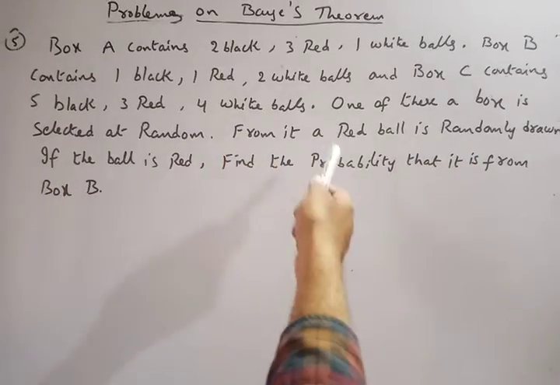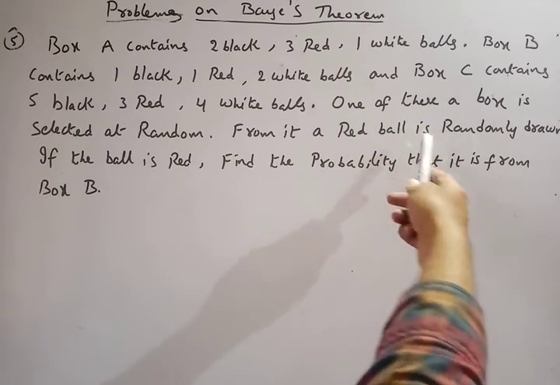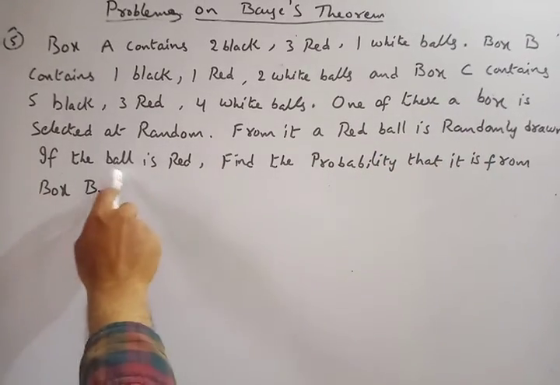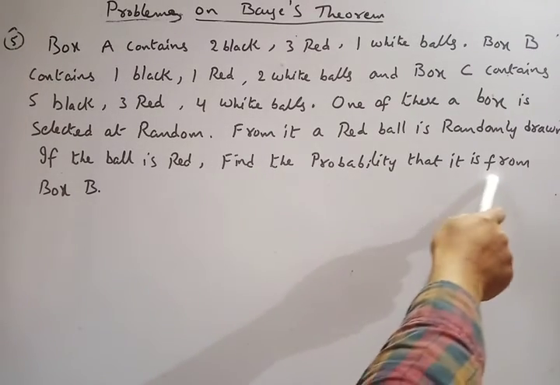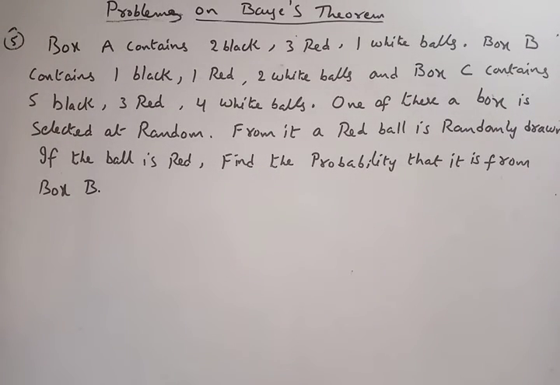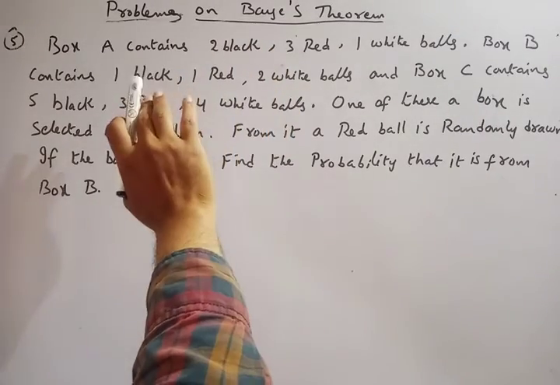So first we select one box. Then after that what happened? We pick one ball. A red ball is randomly drawn. If the ball is red, find the probability that it is from box B. We did one problem previously, right? So similarly, this problem is also solved in that same method.